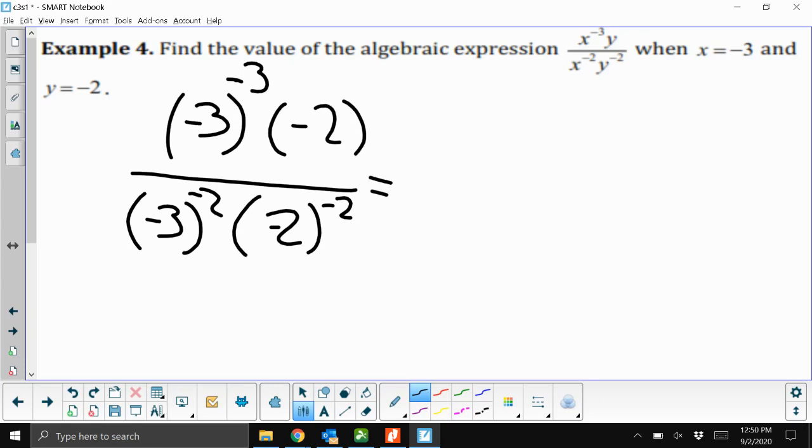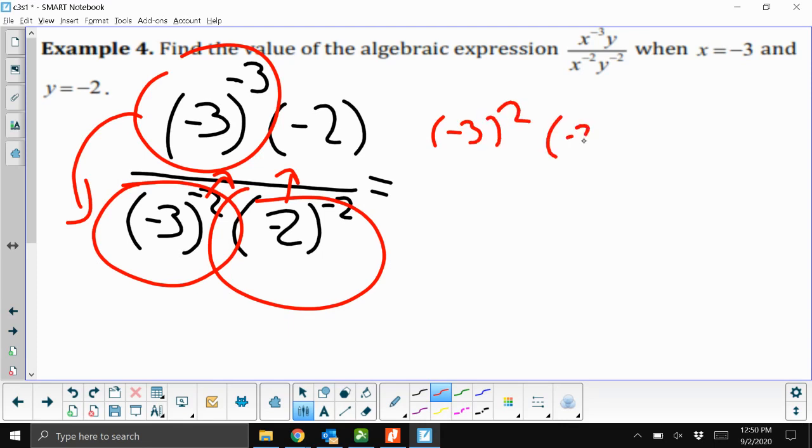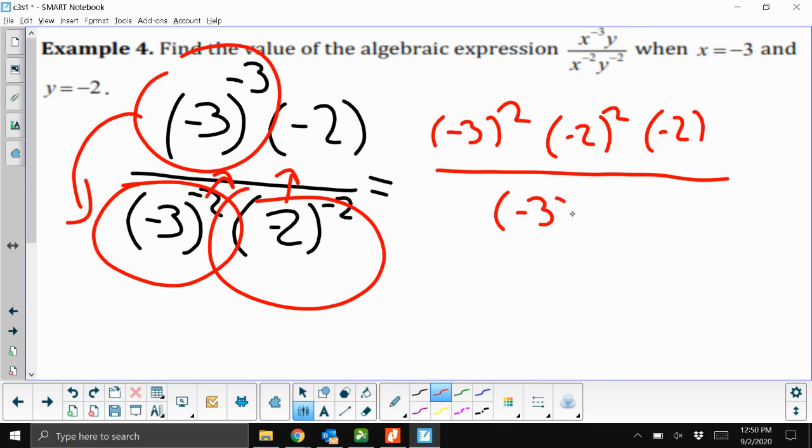So I'm going to move everything around. So looking at this, let's move that down. Let's move both of these up. All right. So that's what we're going to do. We're going to have -3 squared times -2 squared times that last -2 all over -3 to the third.